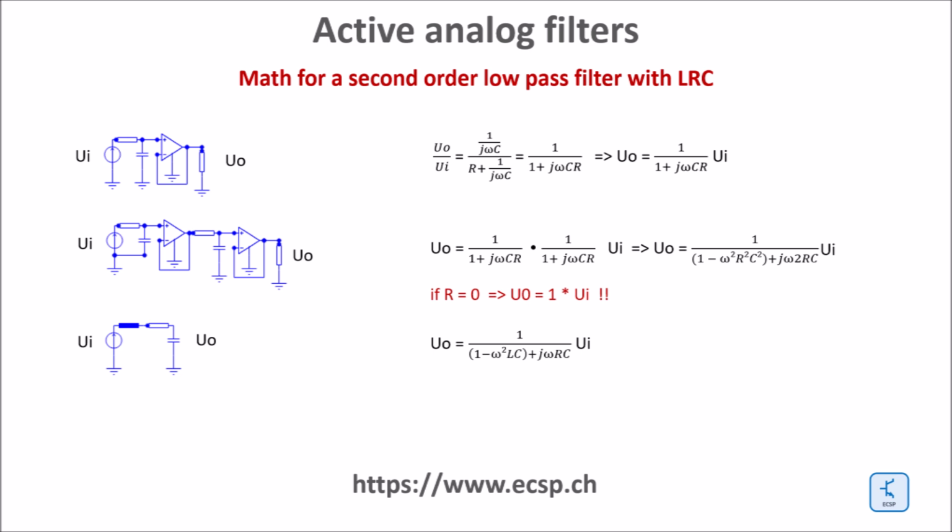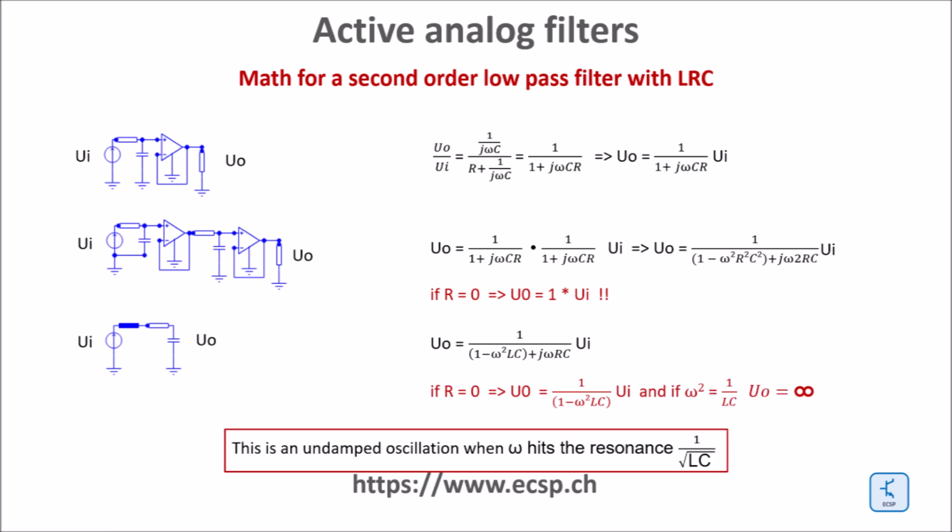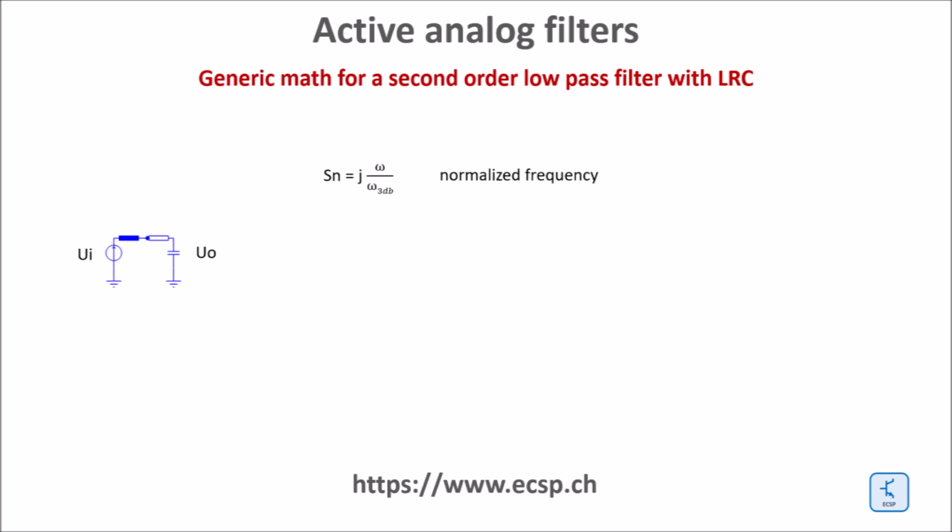With an RLC circuit, however, the situation is totally different. Setting the damping resistor R to 0 leads to a non-damped oscillation, and at resonance frequency the denominator is 0. Thus, the fraction formula results in infinity at this point. For a more generic mathematical approach, it is common practice to use a normalized frequency S. The N will be relevant later.